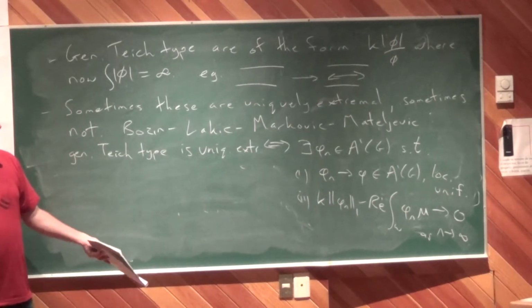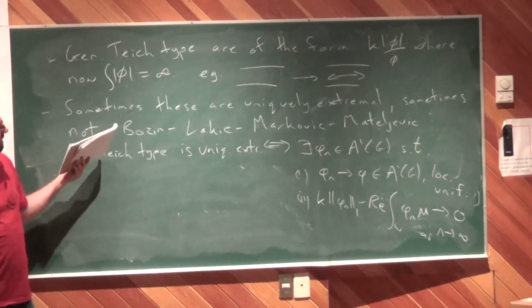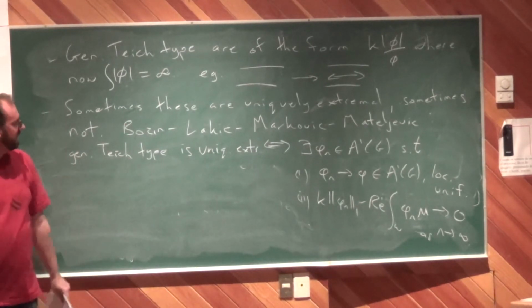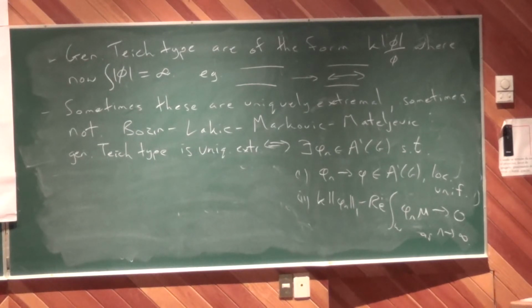But there are examples, I don't think they're particularly nice, where you have a generalized Teichmüller type mapping and it's not uniquely extremal.